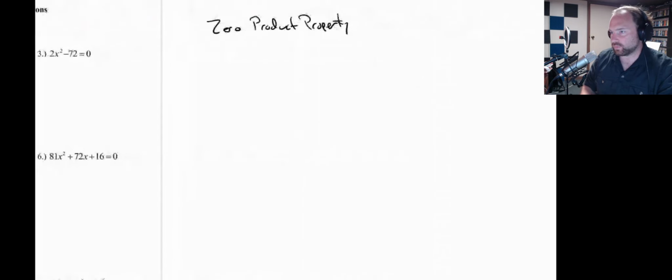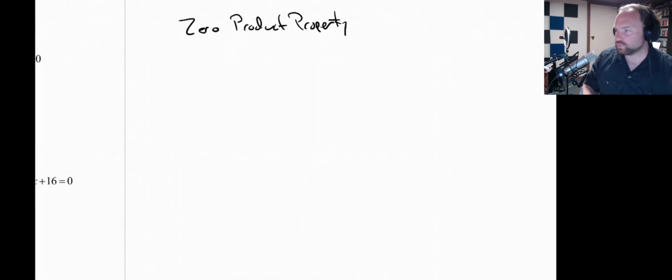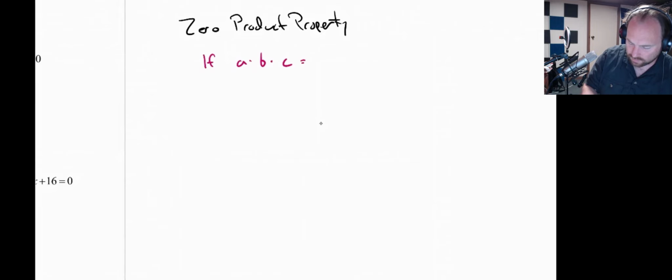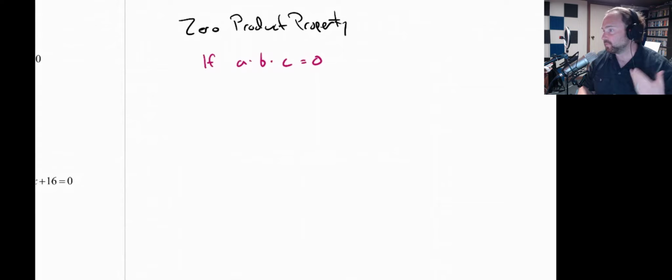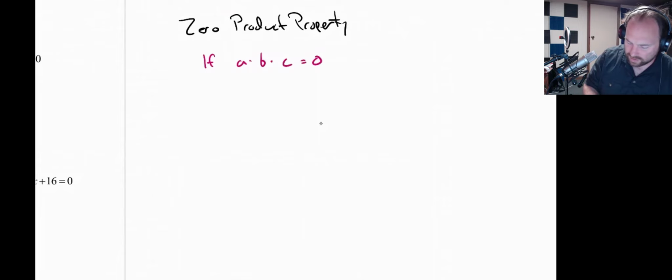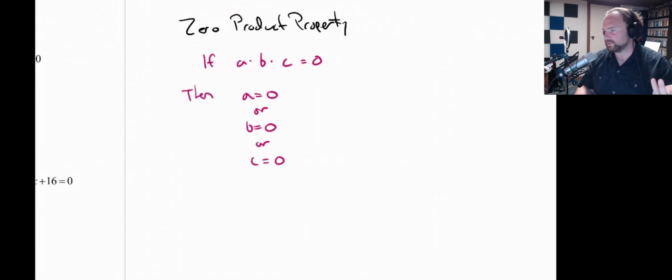Because here's the thing, when you have 2 or more things that are multiplied together that equal 0, basically if A times B times C equals 0, let's say that. It could be 4 things, it could be 2 things, doesn't matter. If you have things that are multiplied together and they equal 0, then one of these things must be equal to 0. That's the only way you can multiply numbers together and get 0, is if one of them is 0. And so you have to investigate the possibility that any one of these 3 things could be 0. So let's take a look at an example and I'll show you what I'm talking about.